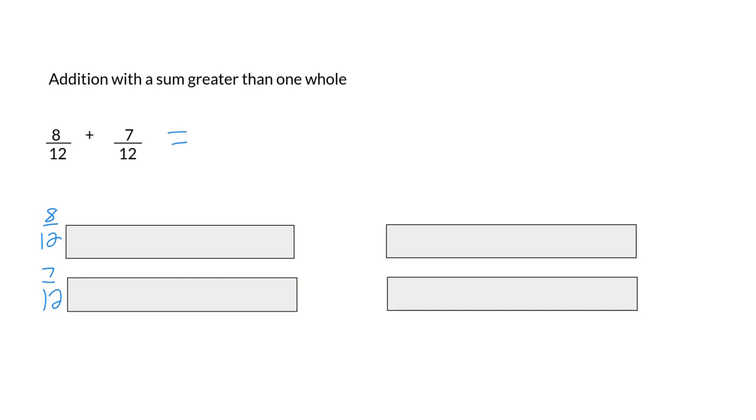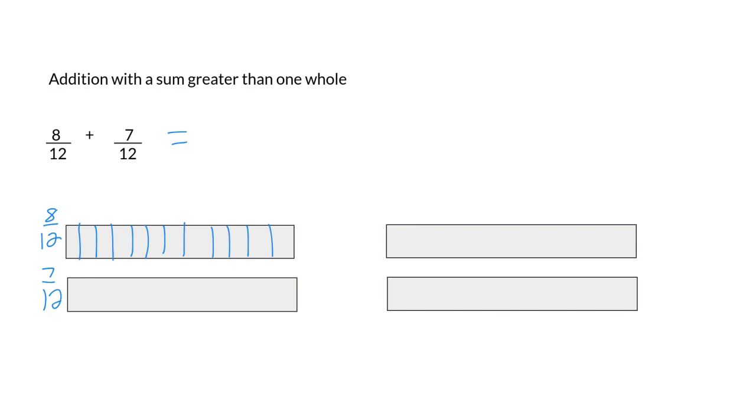Okay, first I'm going to start by partitioning my first fraction bar into twelfths. So I'm going to start by doing thirds first, and I'm going to do that into sixths. And then if I divide each one of those into 2, then I should have my twelfths.